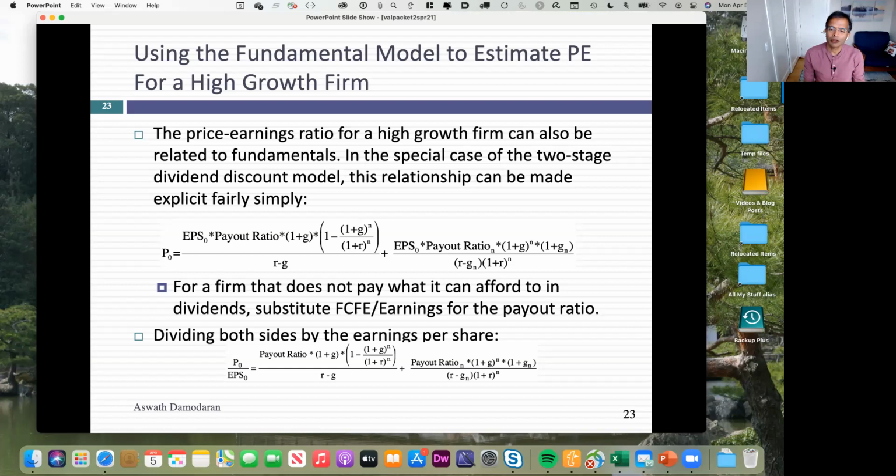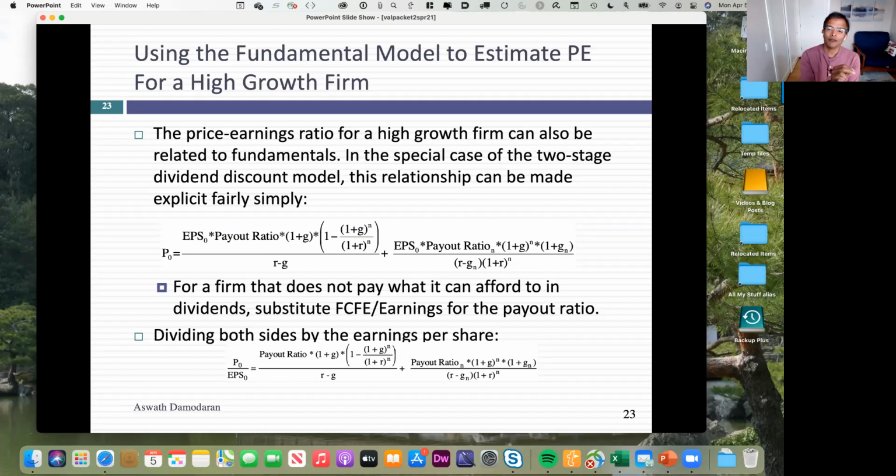You say, why would you want to do that? Well, there's an advantage to actually stating things more compactly, which is what mathematics allows us to do, right? You don't have the luxury of that many lines and that many columns. You can write out an equation. But here's the even better part. If I divide both sides of this equation by the earnings per share, I end up with the PE ratio for a high growth firm. And I'm going to list the variables that drive the PE ratio for a high growth firm.